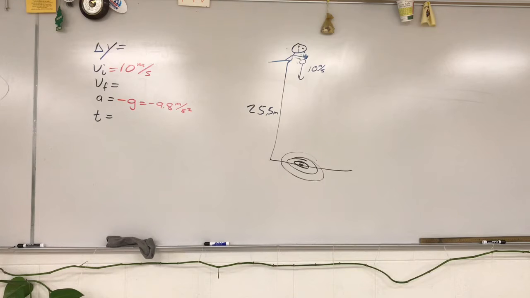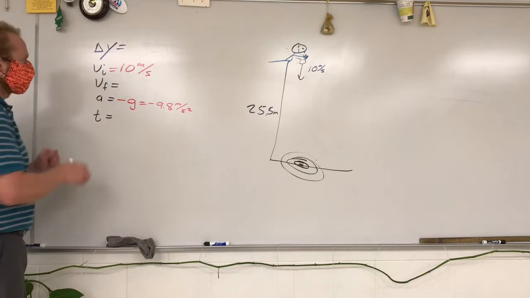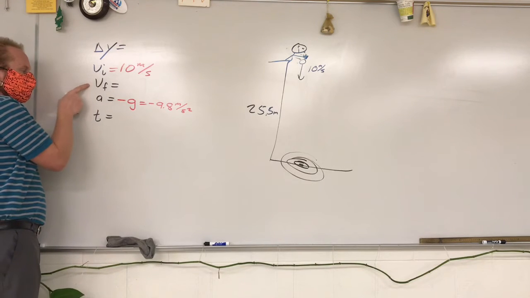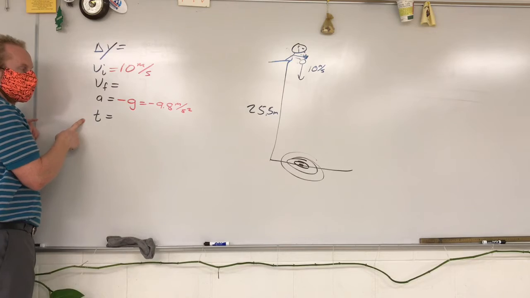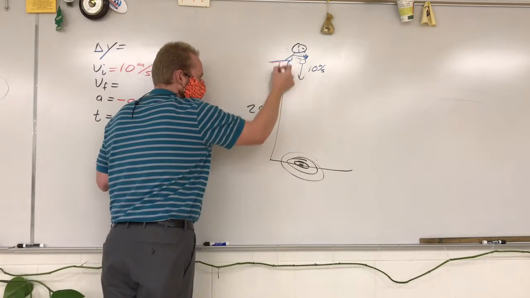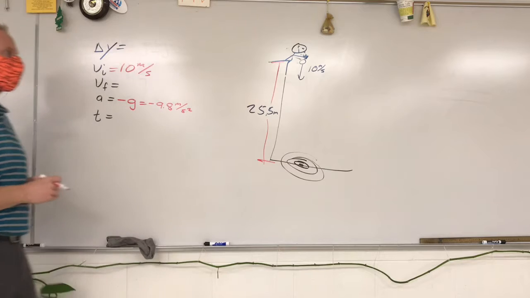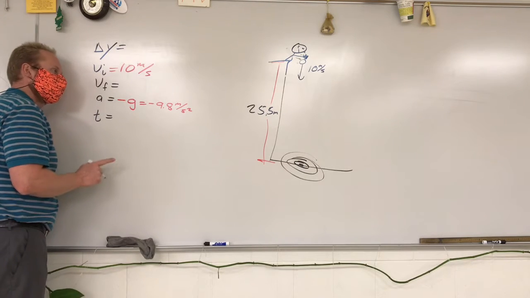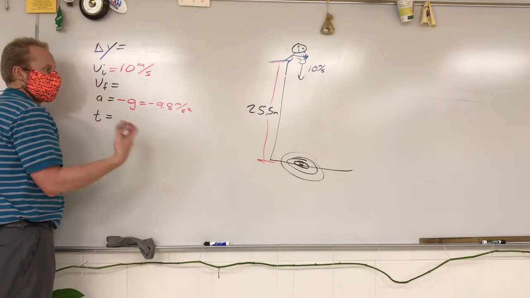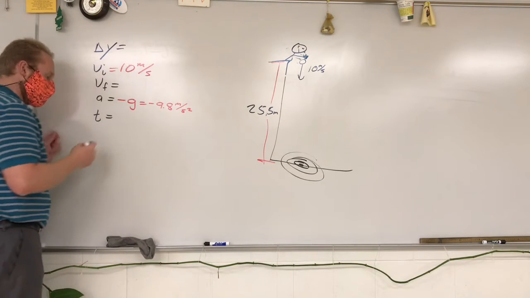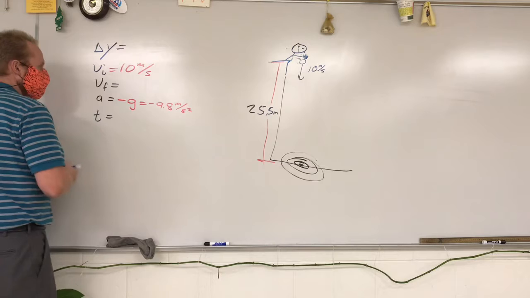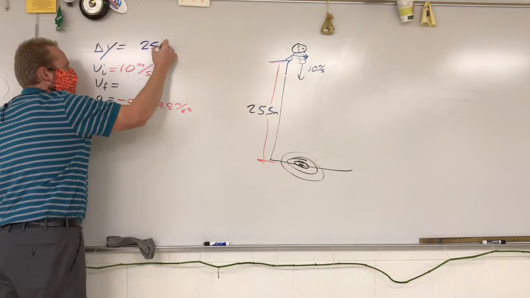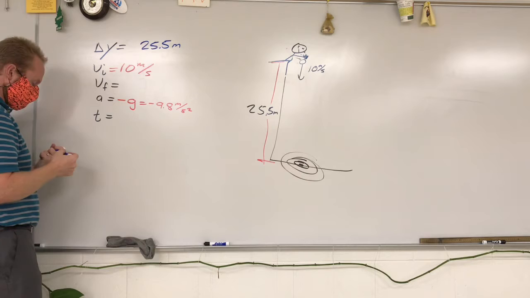Now, once we determine problem types, we can go back to the problem and ask: do I know the displacement of the ball? Do I know the final velocity of the ball? Or do I know the time of the ball? We indirectly know the delta y because we directly know the height of the building. Because the building is 25.5 meters tall, the ball is going to go 25.5 meters. So the magnitude of my delta y is 25.5.